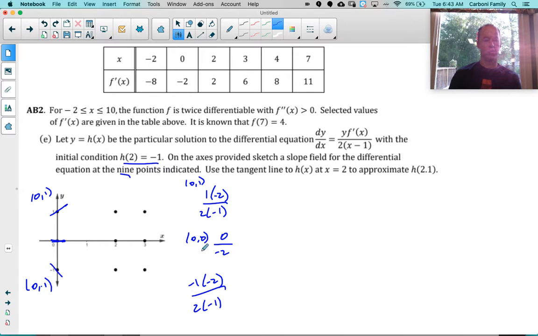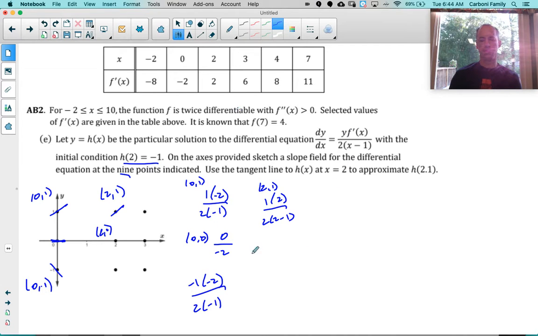Then we're going to go over here and repeat. So we have the ordered pair 2, 1. That gives me the slope of 1 times f prime of 2, which is 2, over 2 times 2 minus 1. That's 2 over 2. That's another slope of 1. Plug in 2, 0.